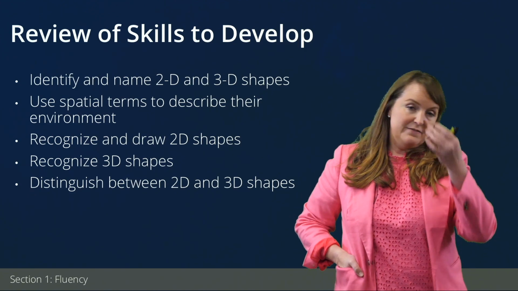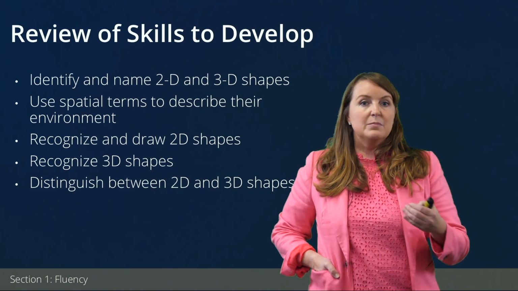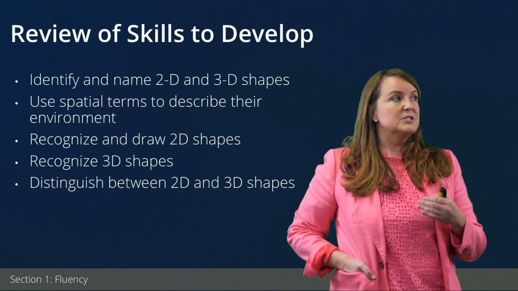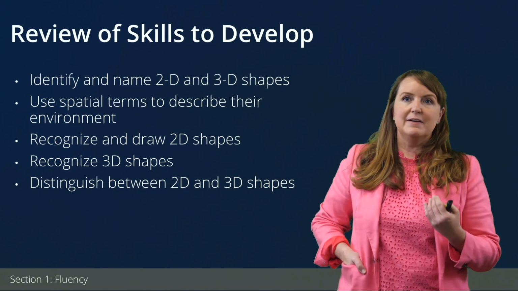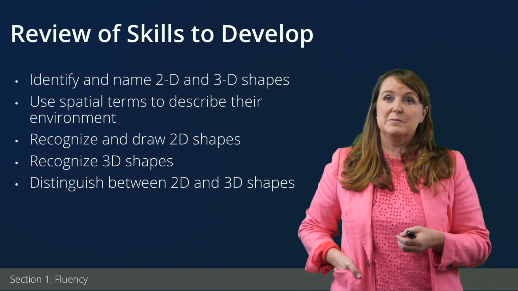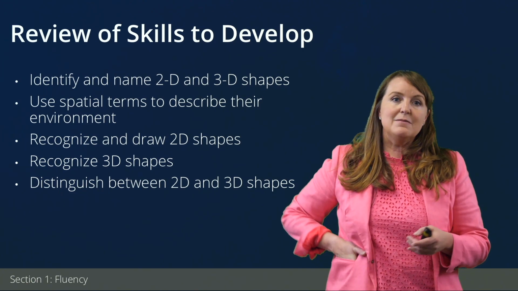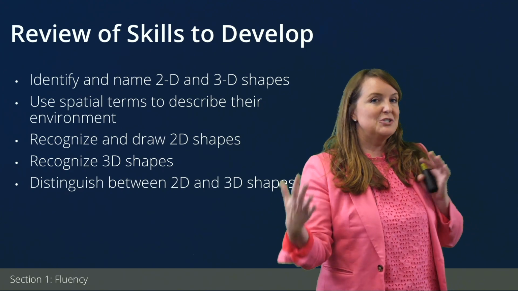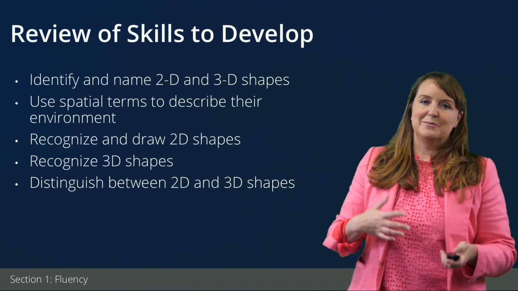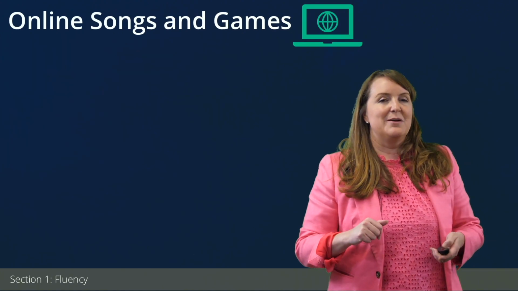Number one, identify and name two-dimensional shapes and three-dimensional figures. Number two, use spatial terms to describe shapes in their environment. Number three, recognize and draw two-dimensional shapes, recognize those three-dimensional figures, and then also be able to distinguish between two-dimensional shapes and three-dimensional figures. What are some of the ways we can do this? Well, let's check them out.